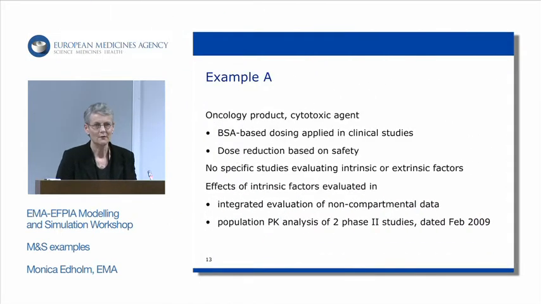So my first example is an oncology product, a cytotoxic agent, where a body surface area-based dosing was applied in the clinical studies. And there were no specific studies evaluating the effect of intrinsic or extrinsic factors. And these were evaluated in an integrated evaluation of non-compartmental data and in a population PK analysis. And this analysis was dated in February 2009, and I just state that because then the guideline had been in operation for a couple of years, so it should have been known to the company.